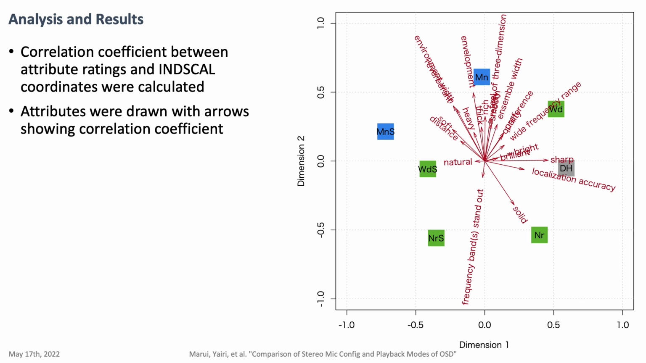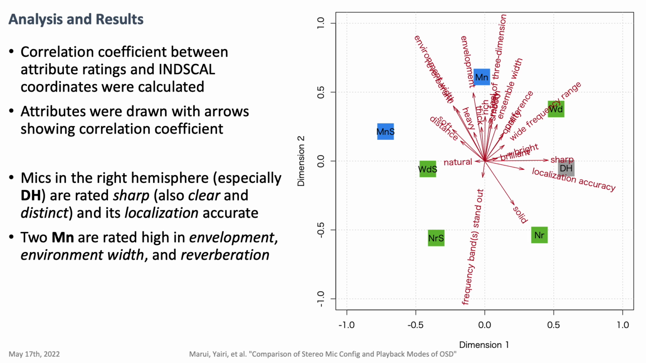Correlation coefficient between attribute ratings and IND-scale coordinates were calculated, and the attributes were drawn as arrows on top of the IND-scale stimulus space. Longer arrow has higher correlation coefficient with the corresponding dimension. Microphones in the right hemisphere are rated sharp and its localization accurate. 2 main stimuli, colored in blue on top left, are rated high in envelopment, environment width, and reverberation.